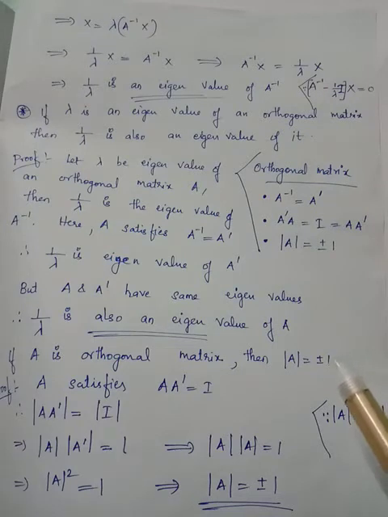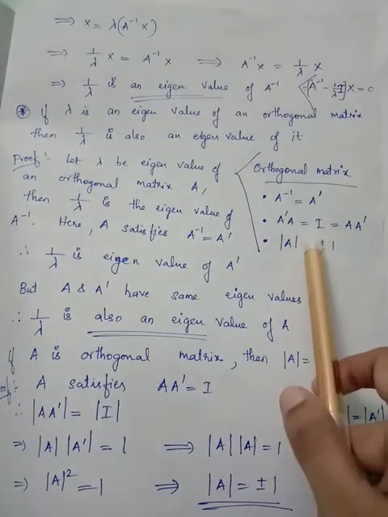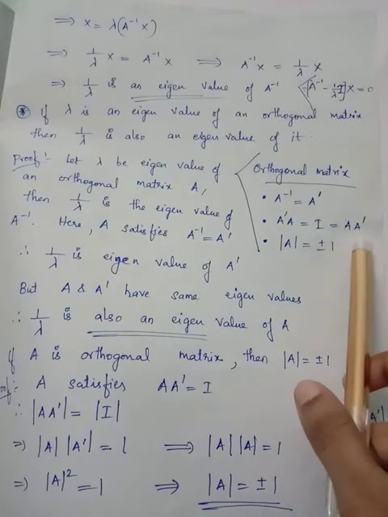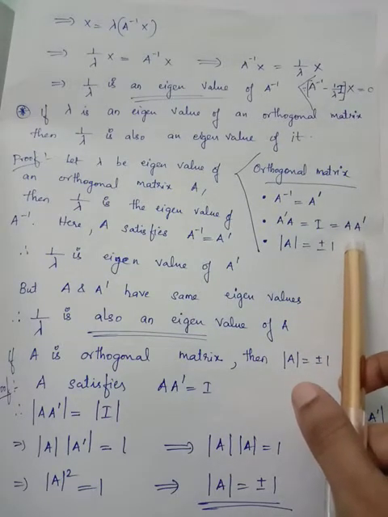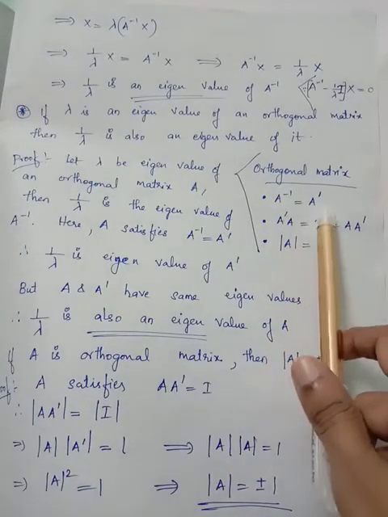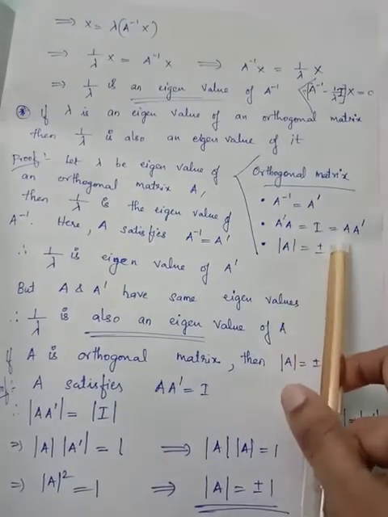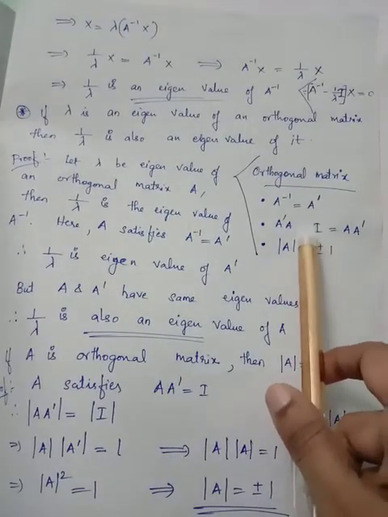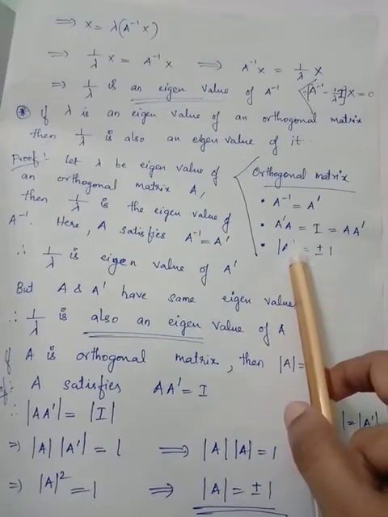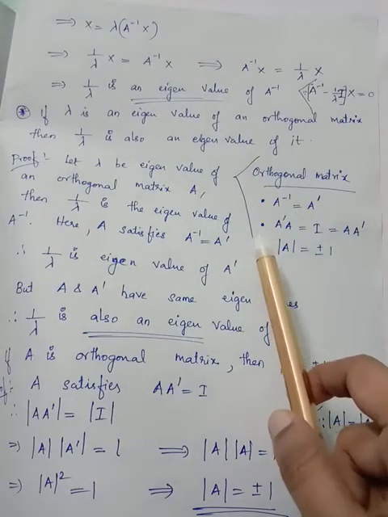Next property says that if lambda is the eigenvalue of an orthogonal matrix, then 1 by lambda will also be its eigenvalue. What do you mean by an orthogonal matrix? It's a special type of matrix which satisfies the standard property A dash into A equal to identity matrix, which is equal to A into A dash, where A dash is the transpose of A. It also satisfies these properties: A inverse equal to A dash and determinant of A is equal to plus minus 1. This is the standard property, and from this property itself you can arrive at these two properties. We'll learn more about orthogonal matrix in the upcoming videos.